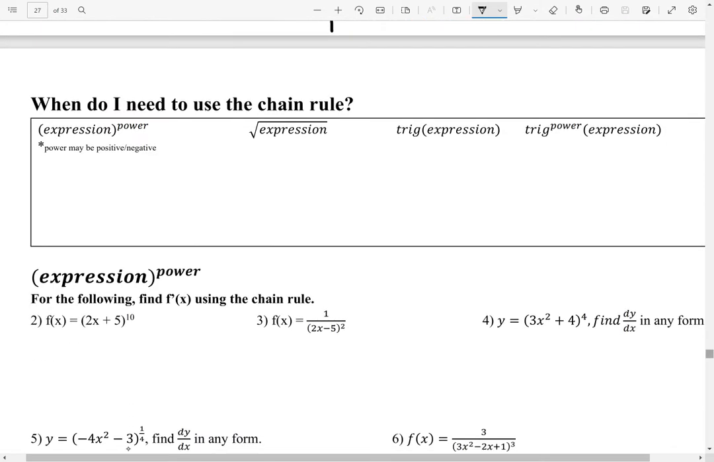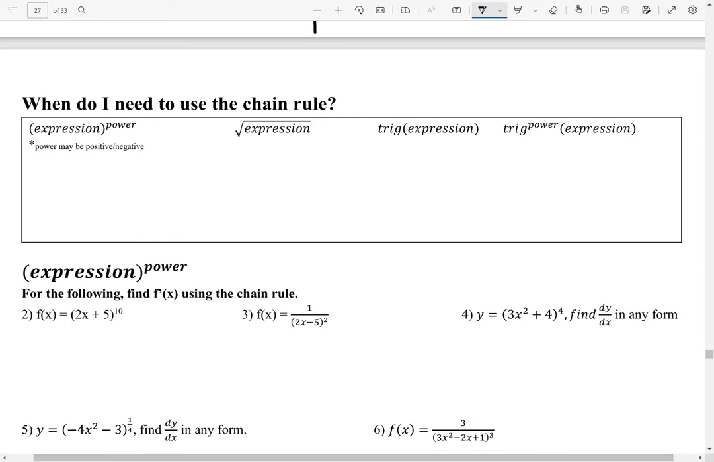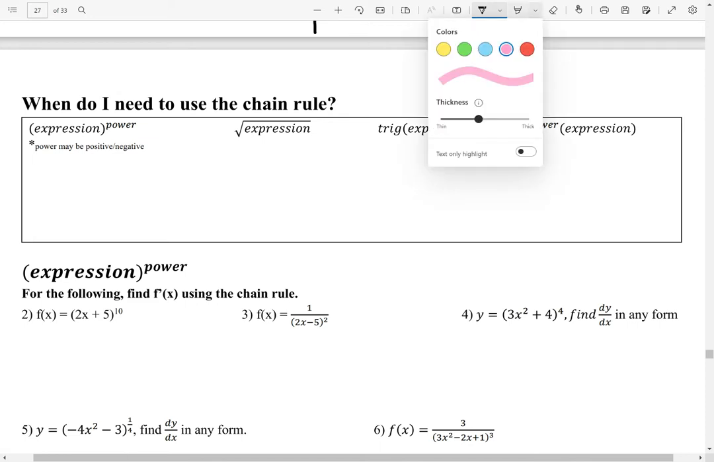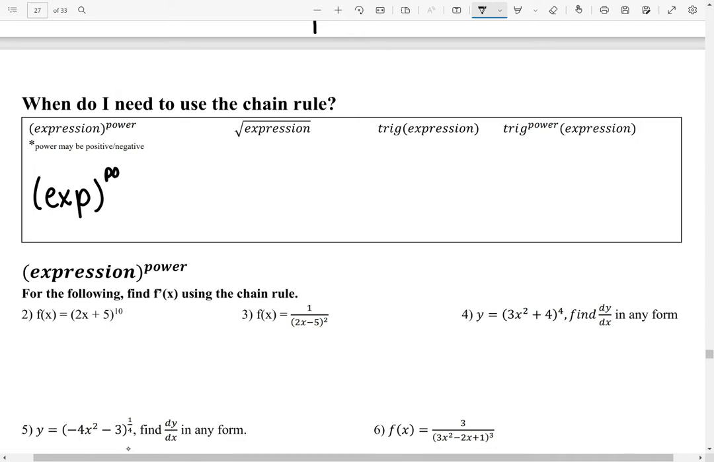Now, you'll see different times to use the chain rule. So when do we need to use the chain rule? You're going to see 4. Actually, today we'll just see 3 different times we'll use the chain rule, and then this trig power expression we'll see another day. So the first scenario is when I have some expression raised to a power.